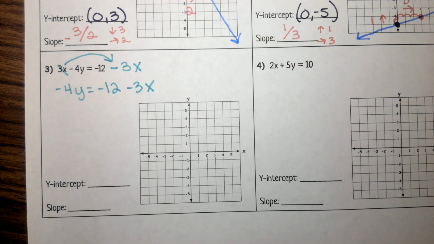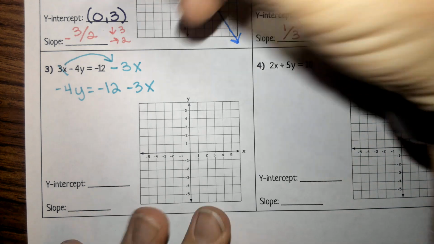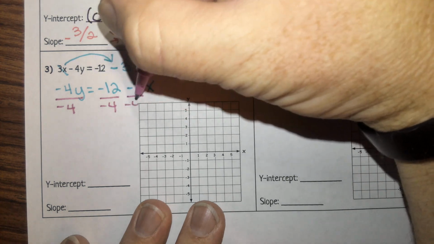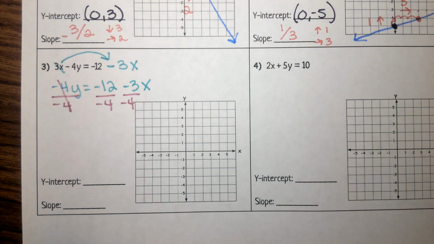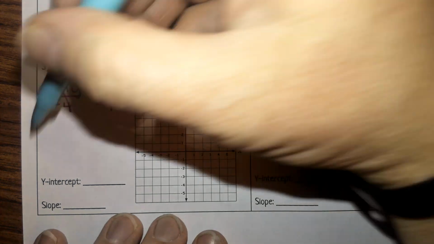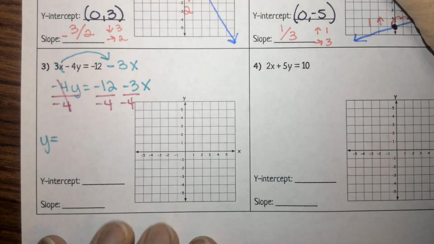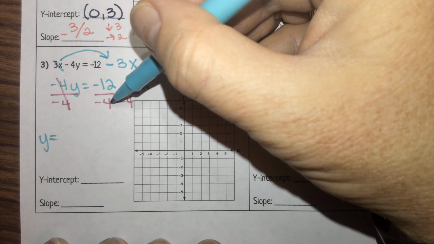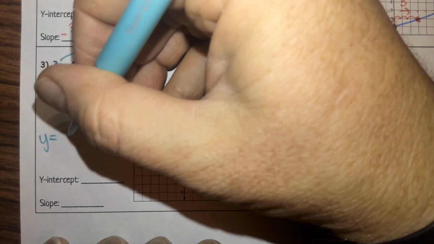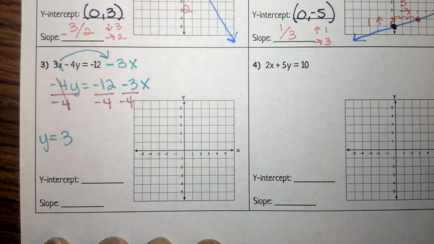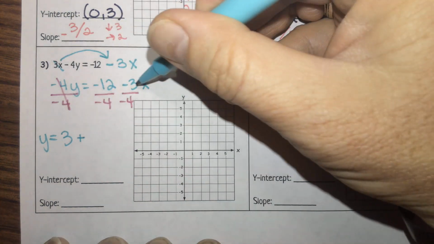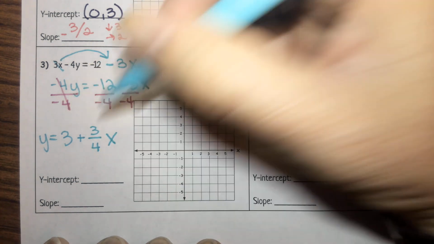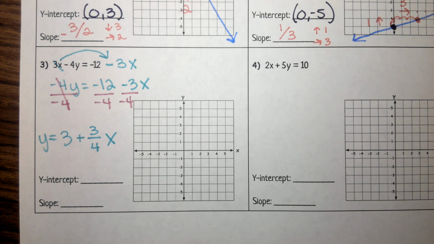And I will divide by the coefficient of y, so divide by negative 4. We do that to get y by itself because we want y equals. And then I simplify. Negative 12 divided by negative 4: 2 negatives make a positive, and 12 divided by 4 is 3. Then negative 3x divided by negative 4: 2 negatives make a positive. 3 over 4 we cannot reduce or simplify, so you just leave it.